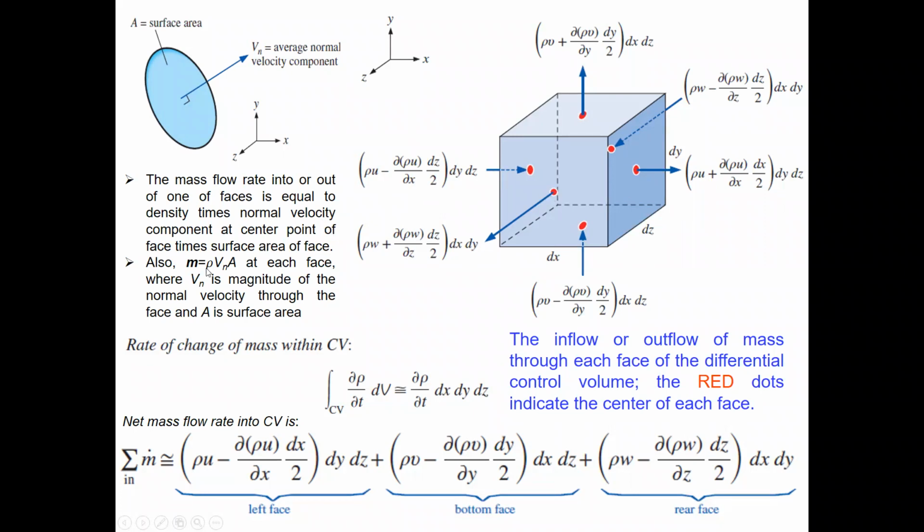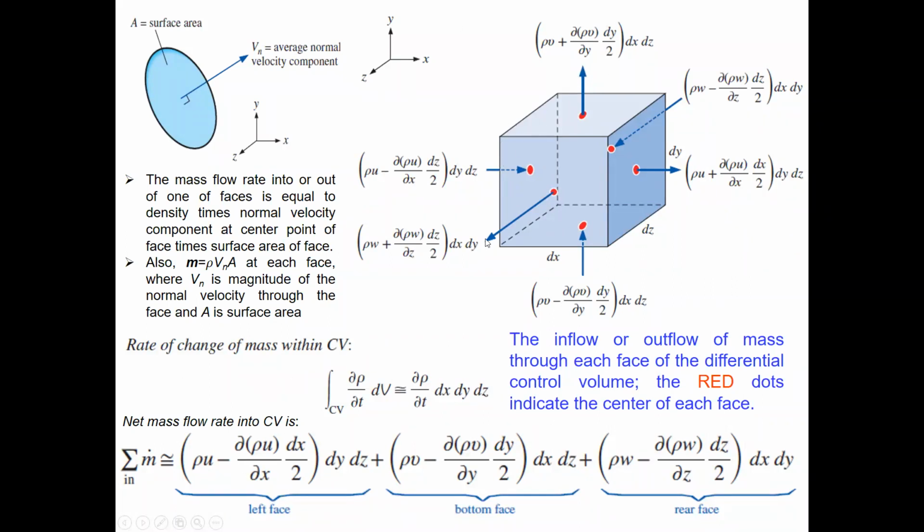Means to say, m is equal to rho times the same equation Vna at each phase. If that is the case, the rate of change of mass within the control volume should be the rate of change of mass, d rho by dt, which should be proportional to del rho by del t times dx dy dz. Here, net mass flow, how do you expect? The summation of all of them put together.